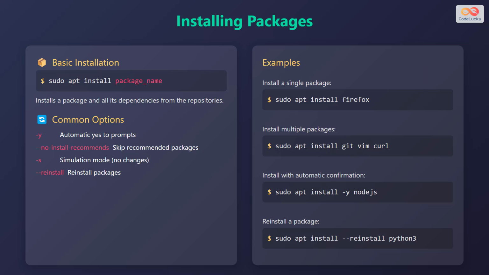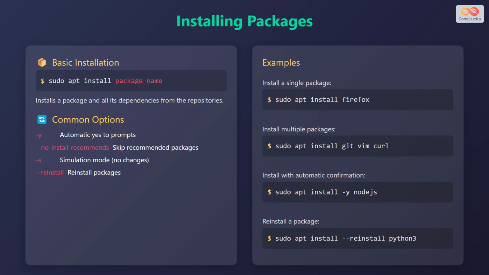Now let's explore how to install packages using apt. This is a fundamental operation for adding new software to your system. To install a package, use the command sudo apt install package name. This command installs the specified package, along with all its dependencies from the repositories.